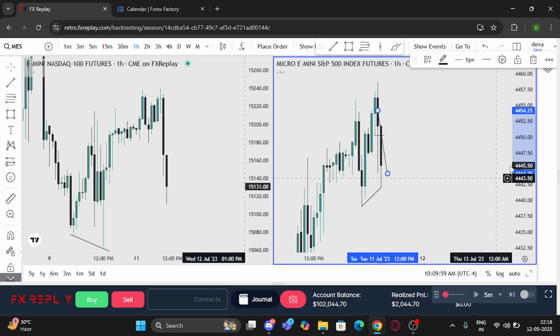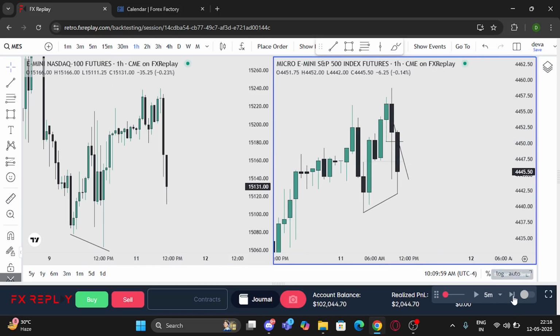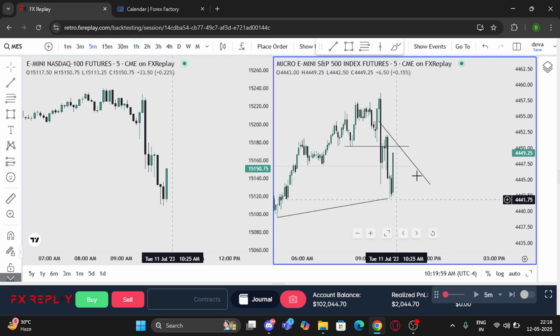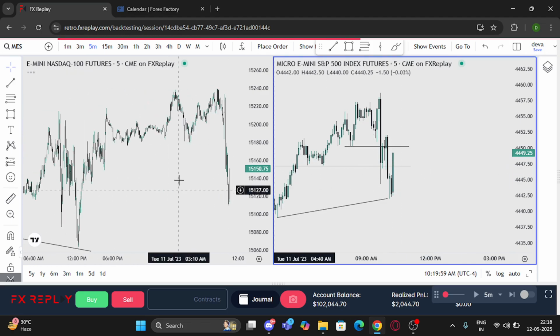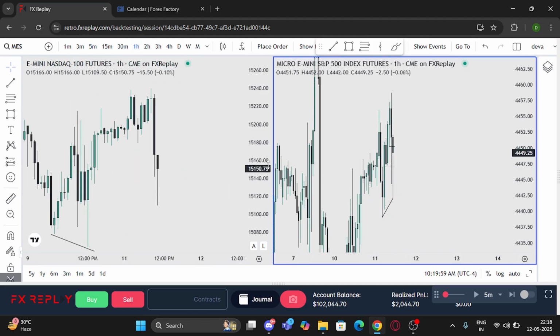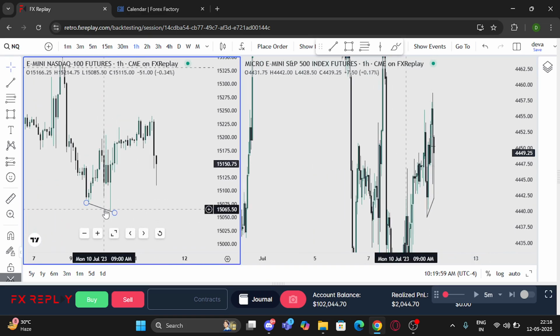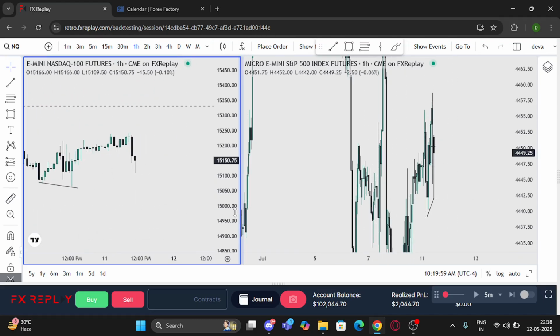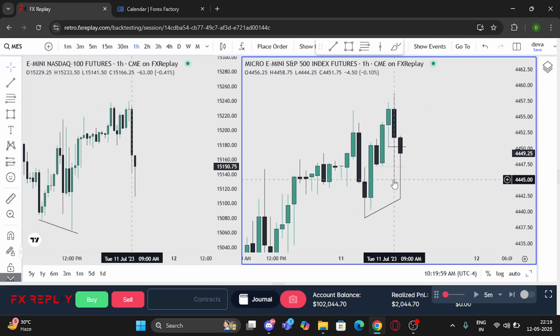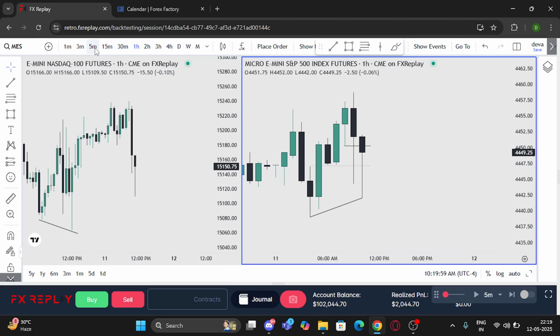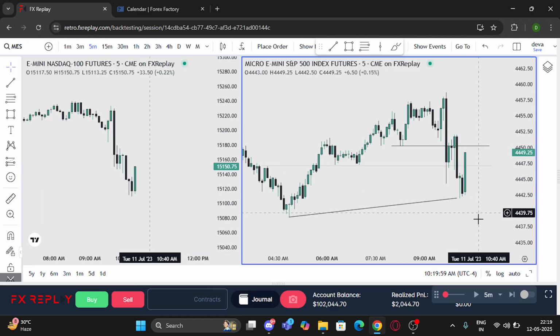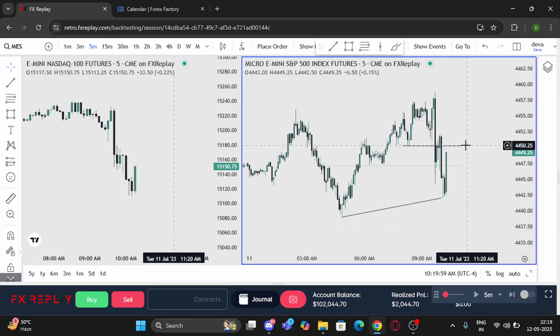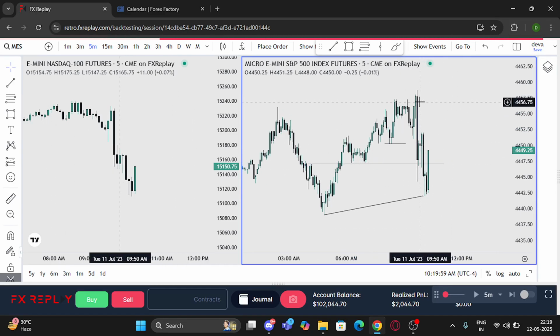Wait, let me just check this hourly. Okay, it's still respecting that. Okay, so we got this nice respect here, I think, with the SMT, right? Nasdaq being in the discount of this hourly range. I will be looking for longs here after this candle closure at 11 a.m. So I won't be trading this 10 a.m. I'll be trading the 11 a.m. I just need the candle closure.